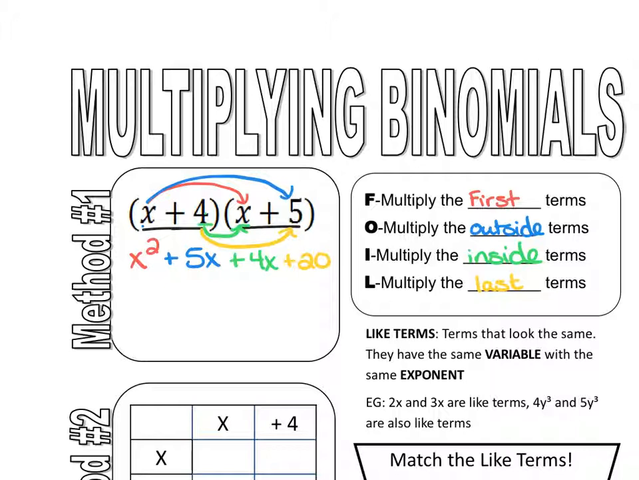Now the last thing you're going to do is collect the like terms. Like terms are things that look the same. In this case, the 5x looks similar to the 4x, so those two we can add together. So we'll get x squared, 5x plus 4x is 9x, and then plus 20. So there you have it all simplified. All the terms are different, and we can't do anything else with it. And that is it. It's done.